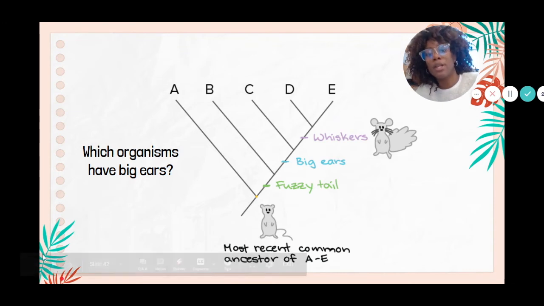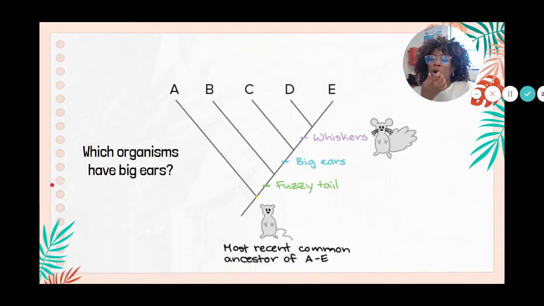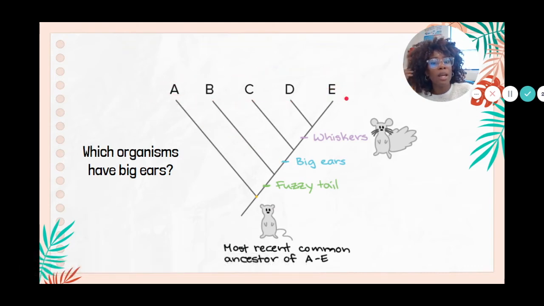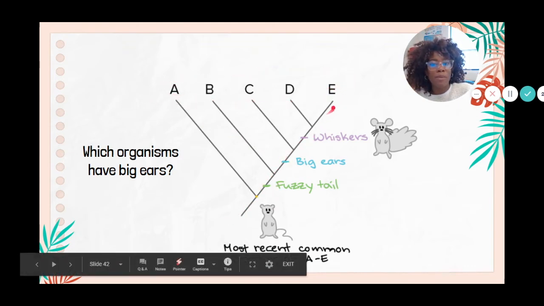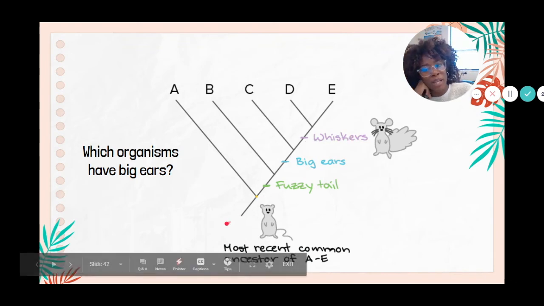So again, here's another cladogram, another one that's pretty simple, because I just want to get you guys to know the basics. So which organisms have big ears? Well, let's look at this cladogram. We have organisms A, B, C, D, and E. And then we have a branch, and we have a bunch of characteristics along it. So we're asking which organisms have big ears.